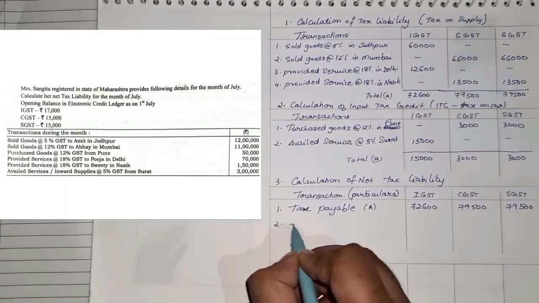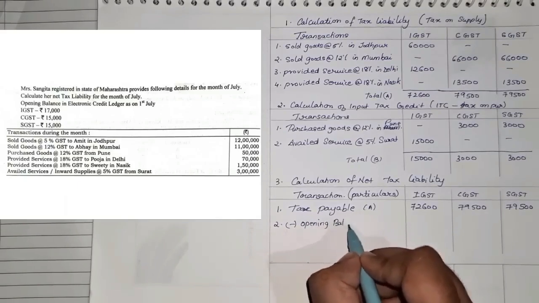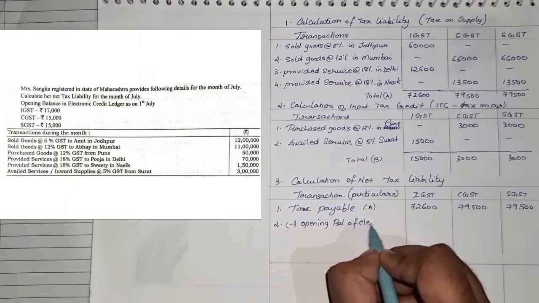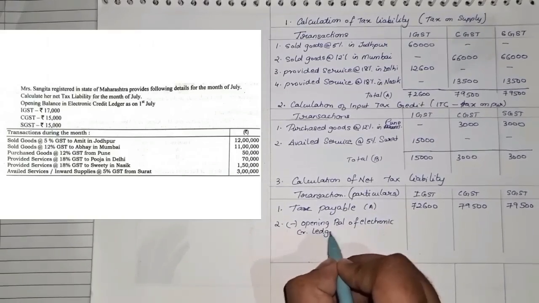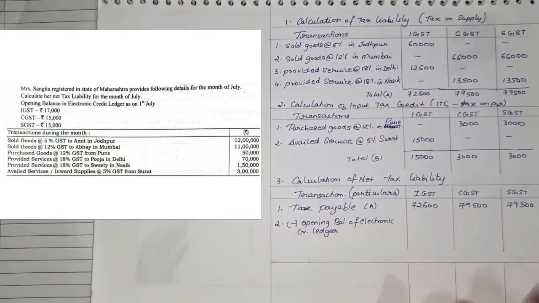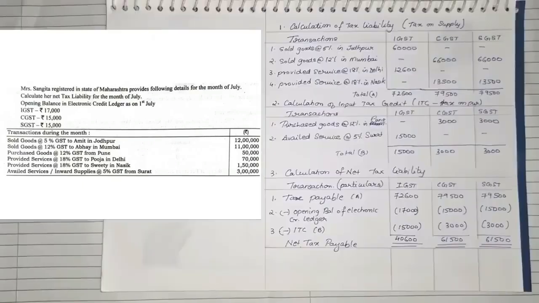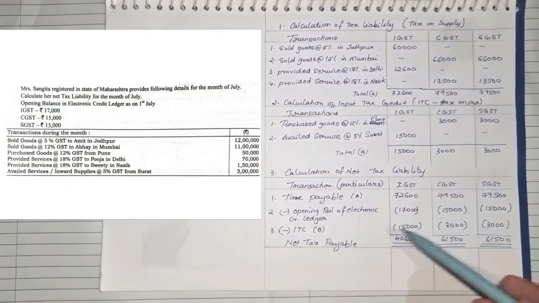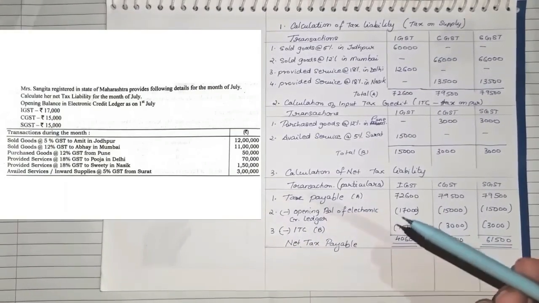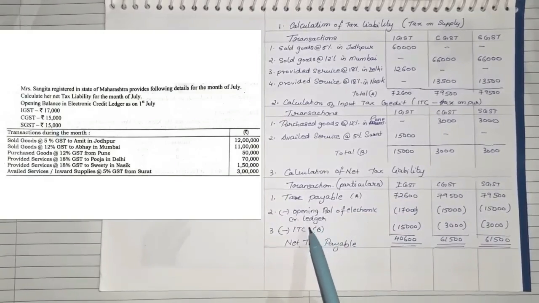Step number 2 will be less opening balance of electronic credit ledger. Very important point, it has to be electronic credit ledger. If it is a cash ledger, cannot consider here, only credit ledger will be considered. It's given. Okay, the camera just went off. So I actually solved it, and later realized that. So now as I told you, the opening balance of credit ledger will be considered.